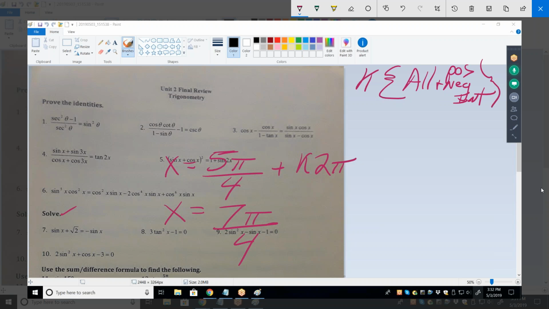When k is 1, then we've got 13 pi over 4. When k is 0, we've got 5 pi over 4. Well, when k is 1, we add another 2 pi to that, which is 13 pi over 4, which is also an answer that satisfies this problem down here. Another answer is to add another 2 pi to that, which means when k is 2, and now you have 21 pi over 4.